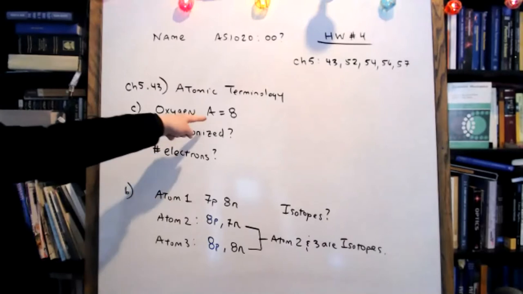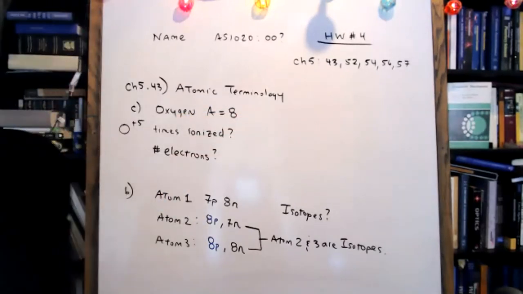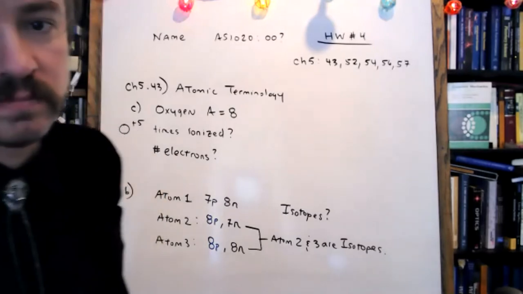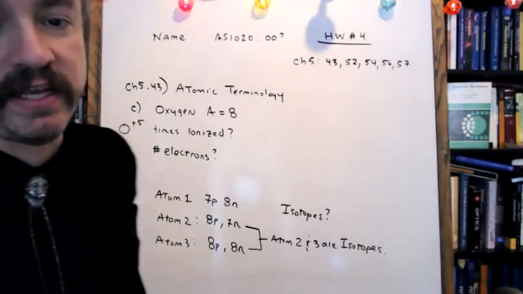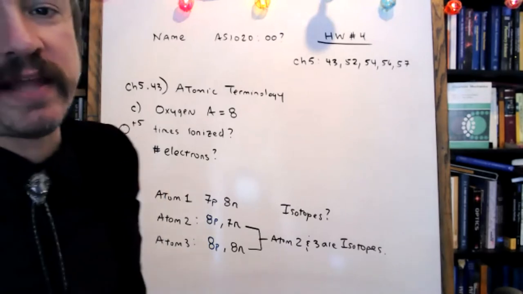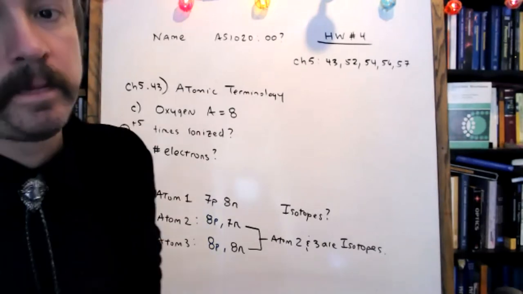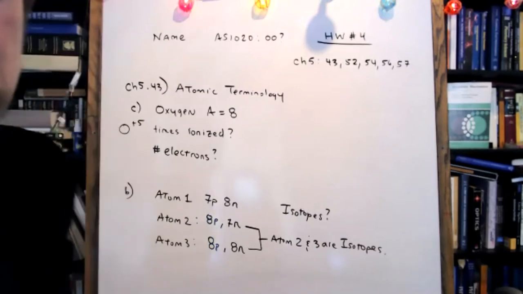Okay. What does an atomic number of 8 mean for oxygen? It means the number of protons is 8, right? Yeah. So how many electrons would there be if it was electrically neutral? Would it be 8 as well? That's right. That's equal numbers of protons and electrons.